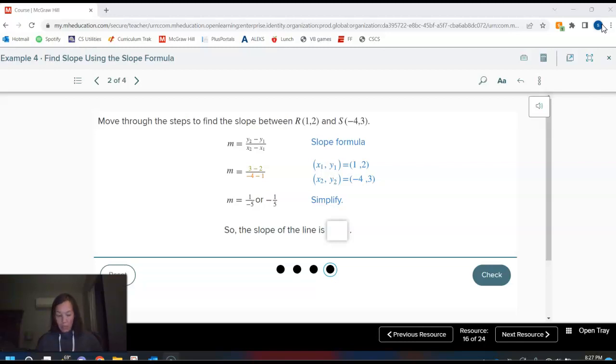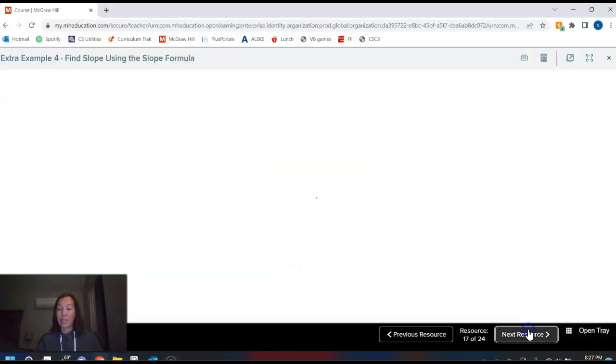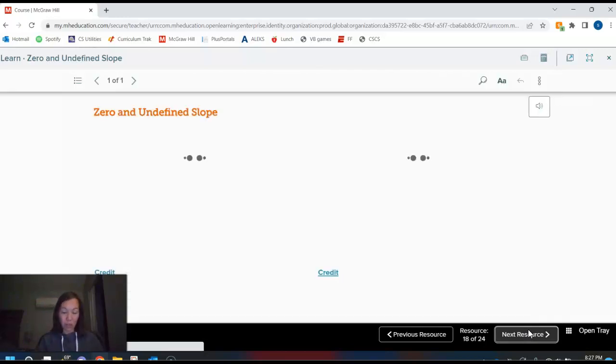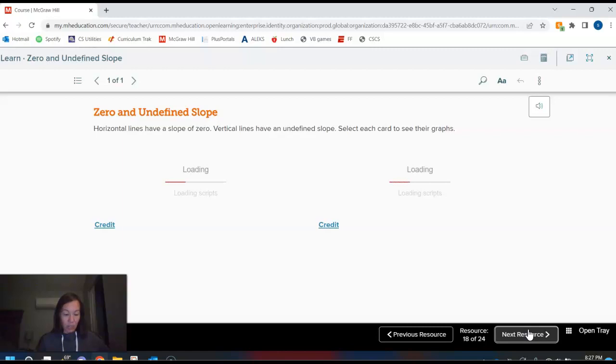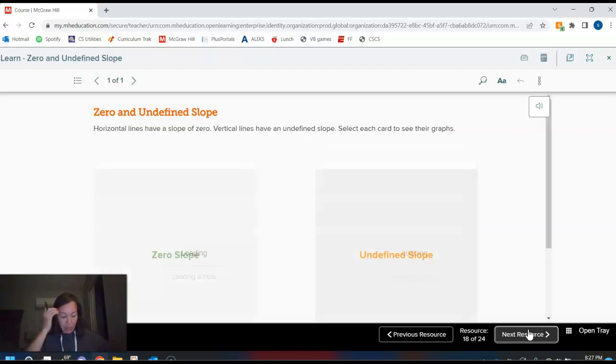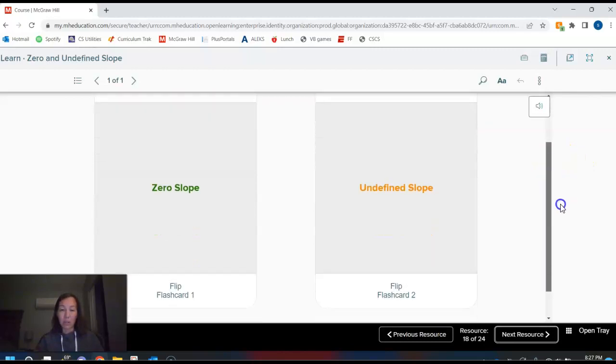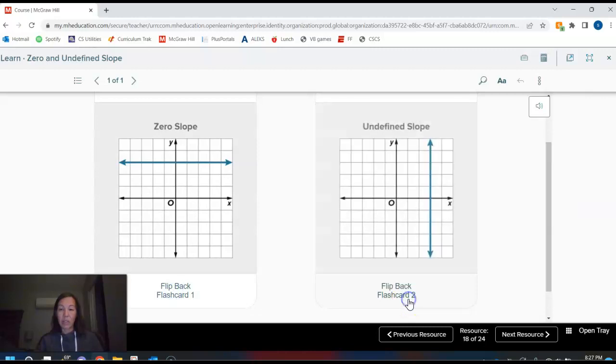So now on page 198, what if the line is not slanted diagonally? What if it is horizontal or vertical? So now we're going to look at horizontal and vertical lines. And if the line is horizontal, then it has a slope of 0. If it's vertical, then it is undefined.